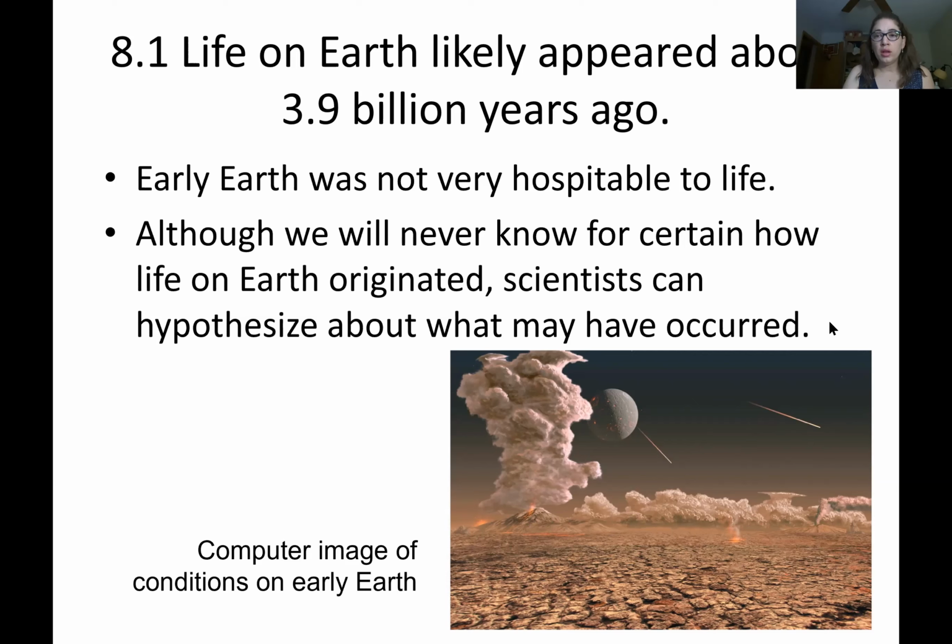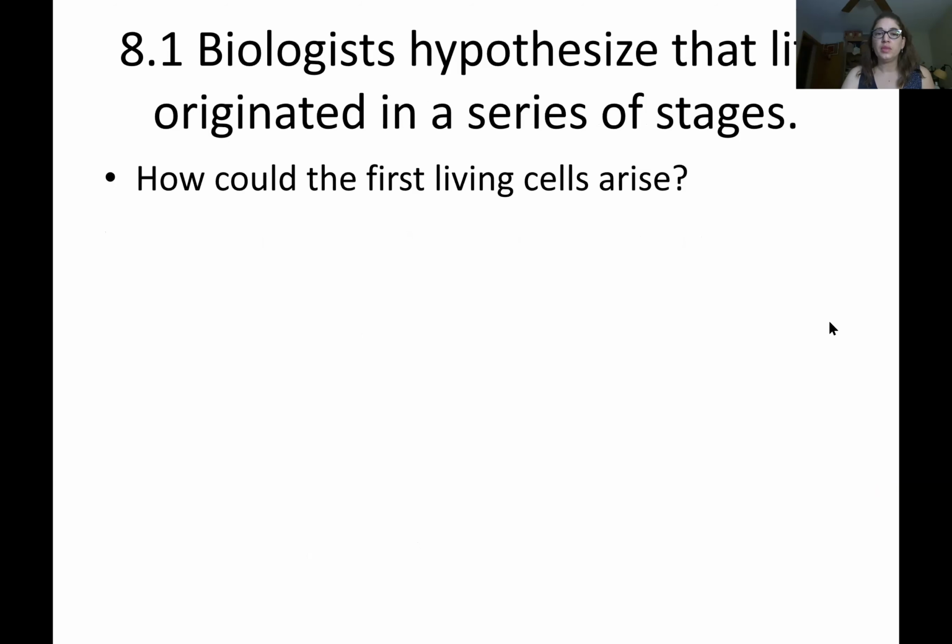We will never know for certain because we can't go back in time unless we get a time machine at some point in history. We can't go back in time now and see how life originated, so we have to hypothesize what might have occurred. So it is important to remember that it is a hypothesis, that the stuff that we're going to talk about next. And I will point out a few things as we go along.